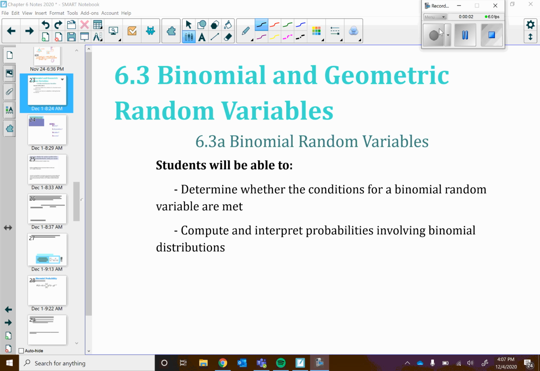Hi, AP Stats. Welcome to a hopefully very short video where we're going to start 6.3a. In this chapter so far, we've talked about different kinds of random variables and defined what a random variable is, a variable that takes a number, and we've looked at how we can combine and make new ones. But in this section, we're going to look at a very specific type, a binomial random variable.